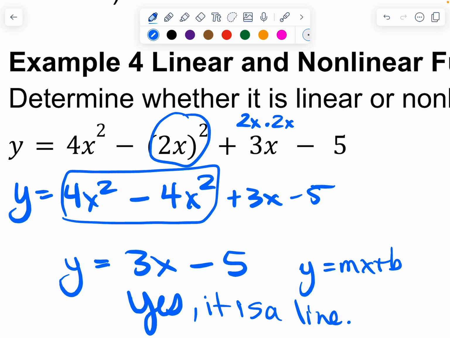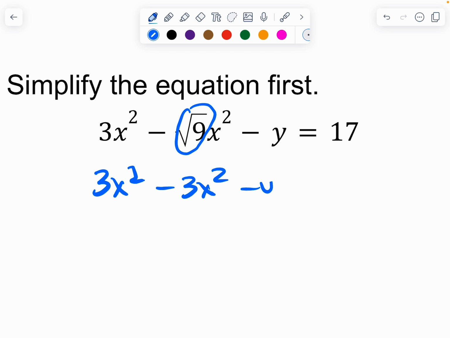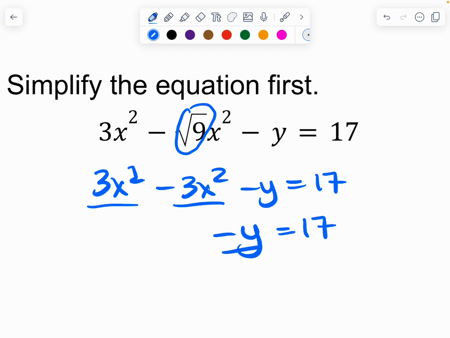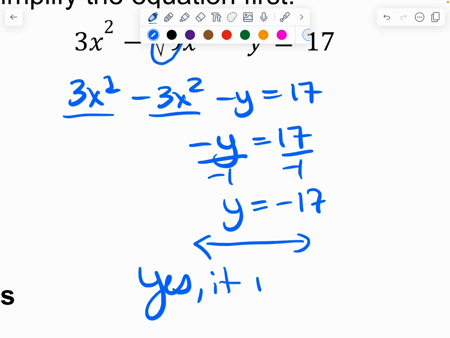This is a line. This next one, the square root of 9 is 3. So 3x squared minus 3x squared minus y equals 17. These two become 0, so negative y equals 17. I divide by negative 1. I get y equals negative 17. That is in y equals mx plus b form. In fact, it's a horizontal line. So yes, it is a line.